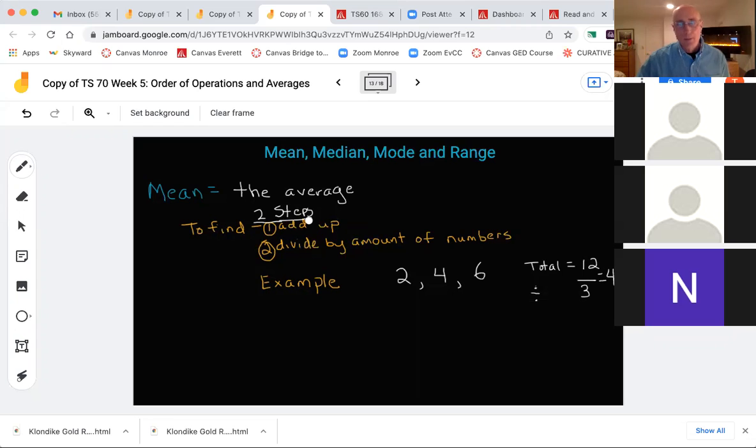When they ask you to find the mean or the average of a group of numbers, you've probably heard this before somewhere in math. Step 1 is to add up all the numbers. And then step 2 is to divide by the amount of numbers there are. That is step 2, so copy that down. Step 2, divide by the amount of numbers.